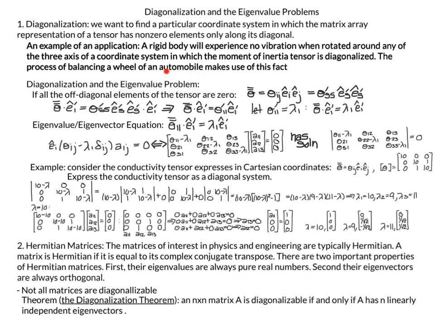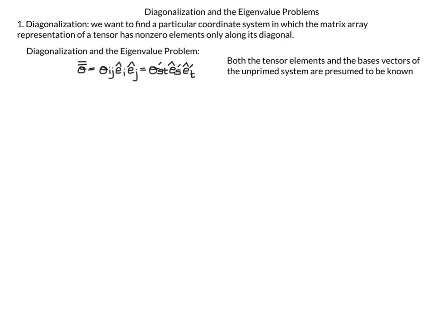So now we'll go ahead and look at some of the derivation of how we get to the characteristic polynomial. And we'll start over here. So we start with diagonalization and the eigenvalue problem to derive the equations. Here we have our tensor and we represent it in a standard basis, sigma of ij, e to the i hat, e to the j hat. These tensor elements, sigma ij, and the basis vectors, e to the i and e to the j of the unprimed system, are presumed to be known.